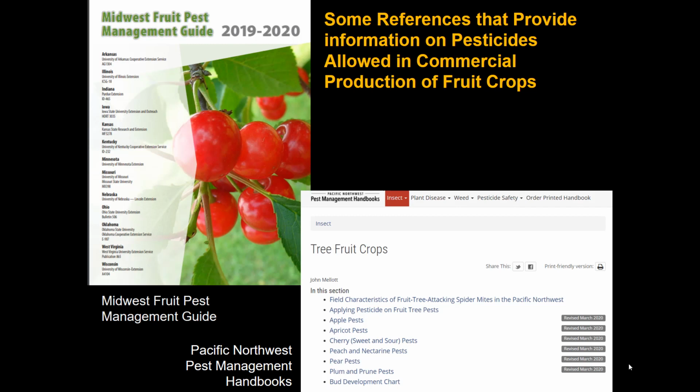But the two I show here, the Midwest Fruit Pest Management Guide, is done by several states and is an excellent regional publication. There's another one for the New England and New York area in the Northeast, and then there's a very good series done by Pacific Northwest. If you're looking for information on insecticides that are used to control fruit pests, I really recommend you do look at the Pacific Northwest Pest Management Handbooks.